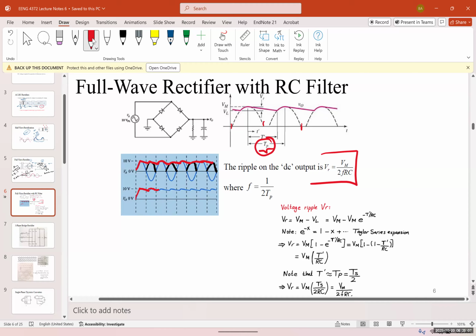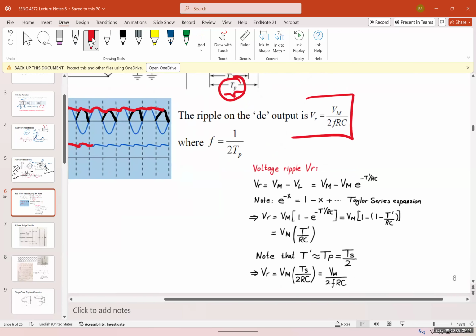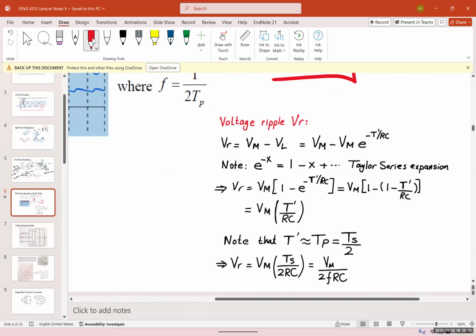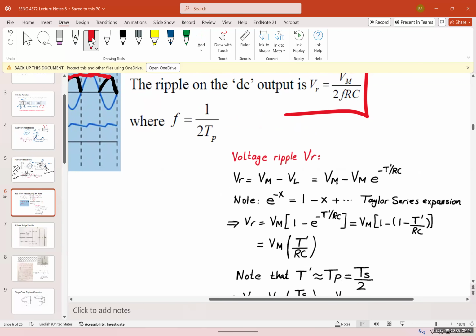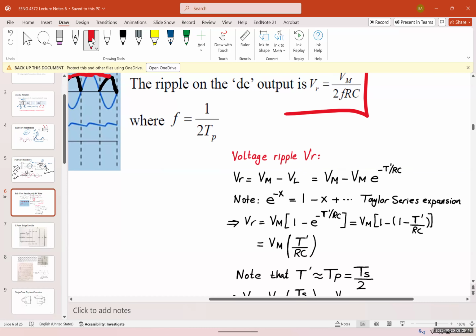So now, the proof for this comes from this equation. I wrote it down. VR is equal to Vm minus VL, and VL would be Vm e to the power negative T over RC.